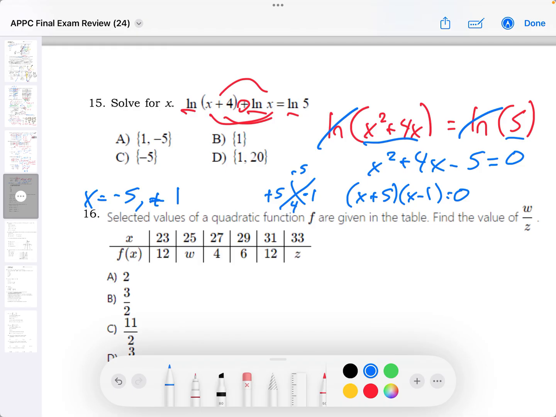Keep in mind here, one of these is an extraneous solution. So if I were to plug negative 5 in right here, I would have natural log of negative 1, natural log of negative 5. You are never in these positions here allowed to have a negative value. That is not part of the domain of a logarithmic function. So this gets thrown out as an extraneous solution, and positive 1 is my only solution that is mathematically allowable here.